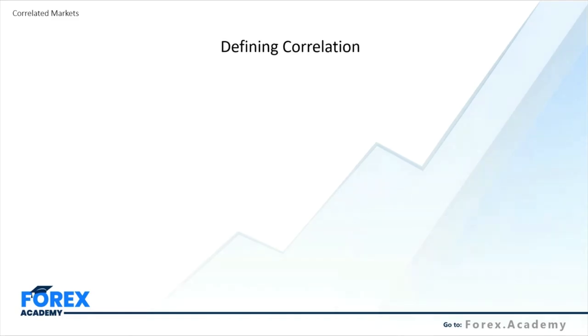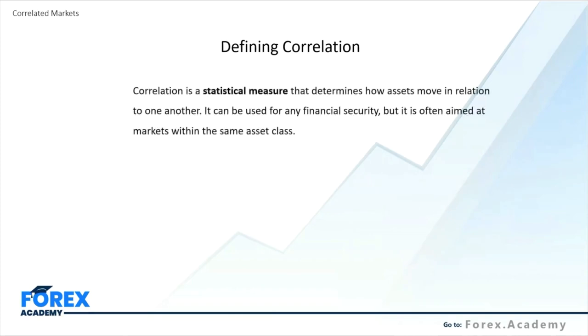So first and foremost, let us define what exactly correlation is itself. Correlation is a statistical measure that determines how assets move in relation to one another. It can be used for any financial security, but it is often aimed at markets within the same asset class. So if we think logically about that, what we're looking for in terms of defining these correlations is perhaps one or two or three asset classes or markets that are sharing the same characteristics and obviously are affected by price in such a similar manner.